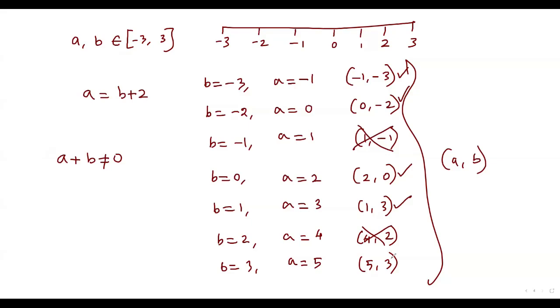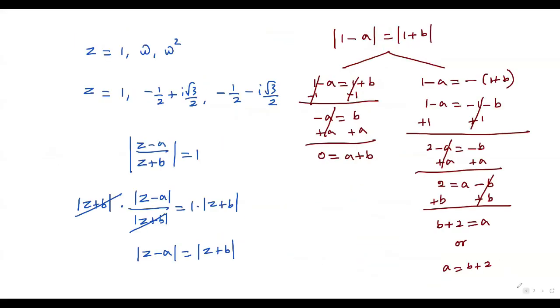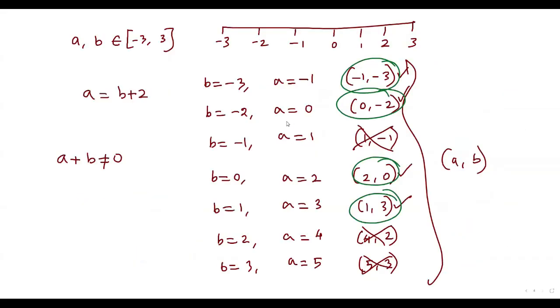So finally, how many ordered pairs do we get over here? 1, 2, 3, 4. So when I use z equals 1, because I got 3 values for z over here, when I use the first value for z in this equation, I got 4 ordered pairs for a comma b, which meet the two conditions given in the question. That is, a plus b is not equal to 0, and both a and b are integers, and also the values of a and b are in this closed interval.